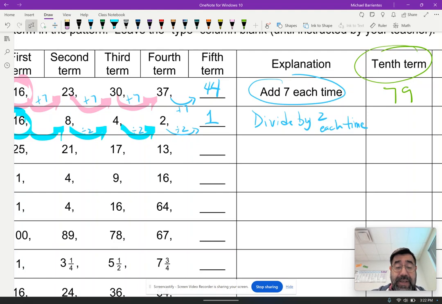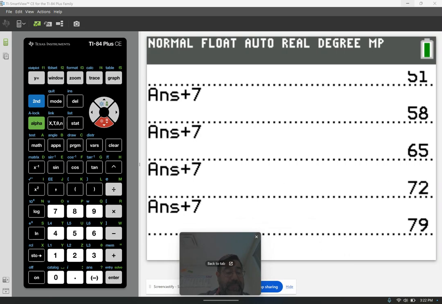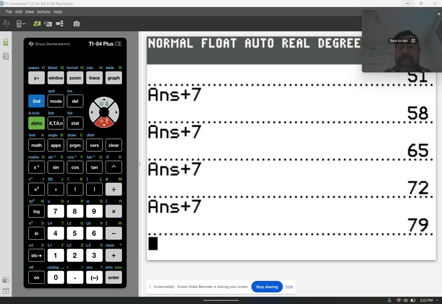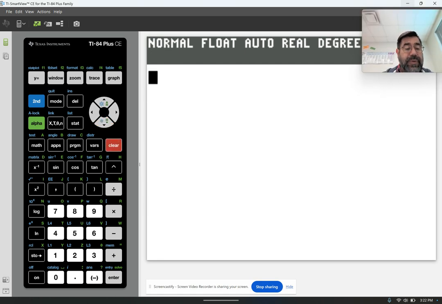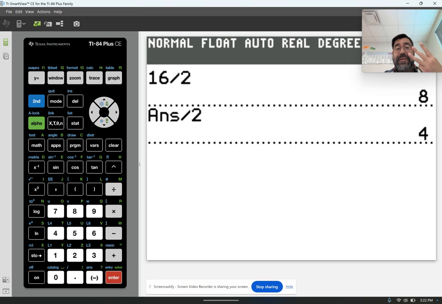I can use my calculator. So I go back to my calculator, and let's clear it out. We started with 16. We're going to divide by 2. We're going to press enter, and this is the second term. This is the second number in that list, in that sequence, we call it. But if I just press divide by 2, remember I have to get the answer. It has to say ANS, so I just divide by 2 and press enter. This is going to be the third term in the sequence.